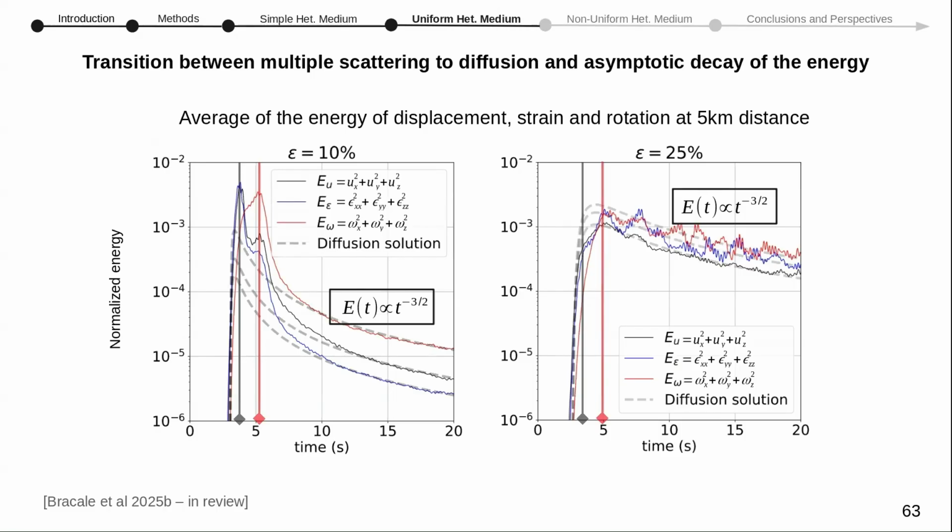In this case, we analyze the energy evolution of the three observables: the displacement, the strain, and the rotation, at 5 kilometers distance from the source. We see that they fit very well the decay that is expected from the diffusion equation, in the 10% case at about 12 seconds, and in the 25% case at about 6 to 7 seconds. So this shows that the dynamic is accelerated.